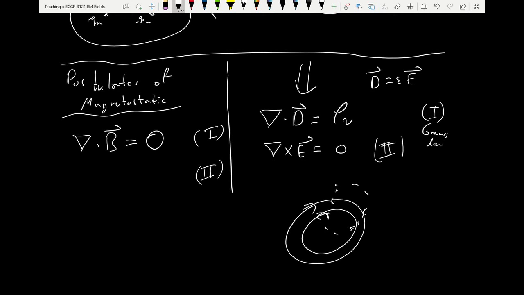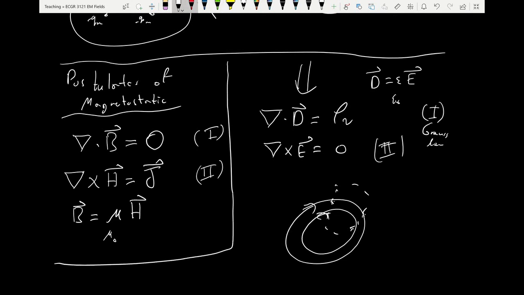And the second postulate is the analog to Gauss's law, which is Ampere's law, which has to do with the curl. The curl of H is what? Is J, the electric current density. Where now B, the magnetic flux density, is mu H, could be mu naught if it's vacuum, and epsilon naught for vacuum here. Those are the postulates of magnetostatics. I won't include the constitutive relationship.